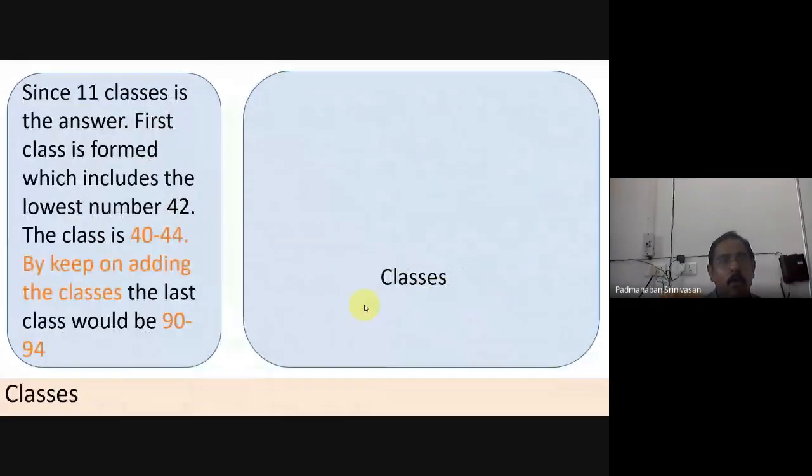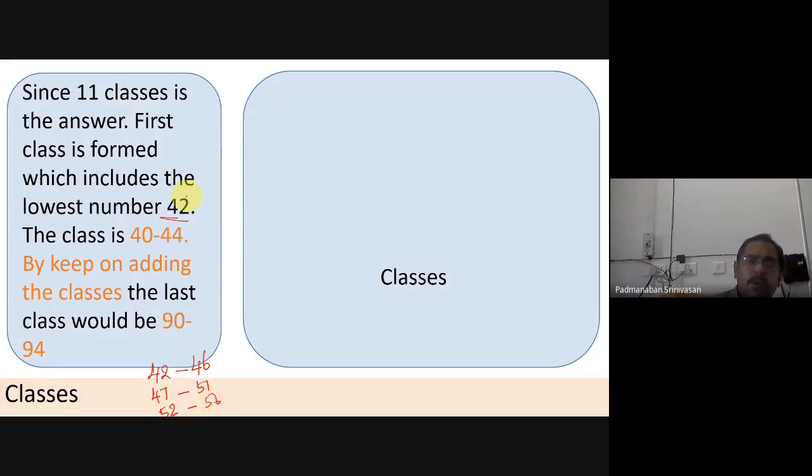Let us go for the classes. How are we keeping them? See, the lowest number is 42. You can start with 42 as the lower limit, and we said the interval is 5. So 42, 43, 44, 45, 46 will be one class. The next class will be 47, again 5 including 47: 47, 48, 49, 50, 51. This will be the second class. Next 52 to 56. Like this it will go.